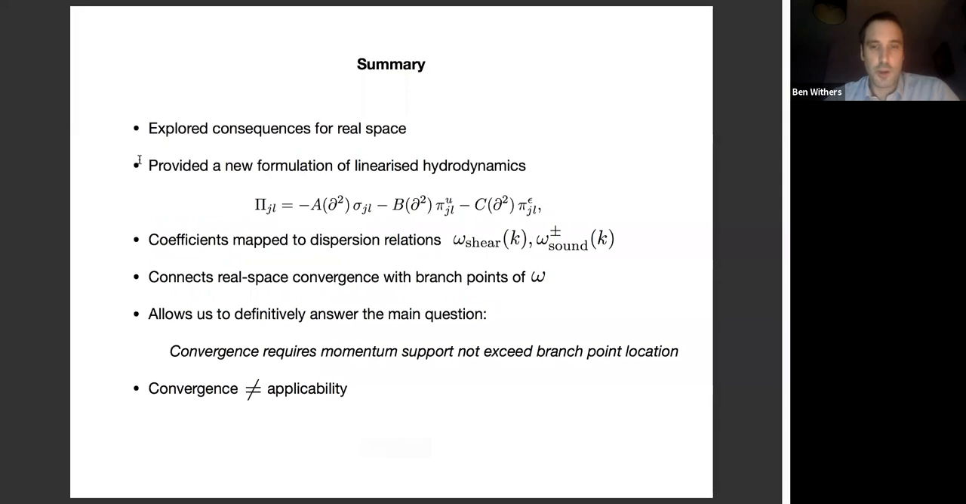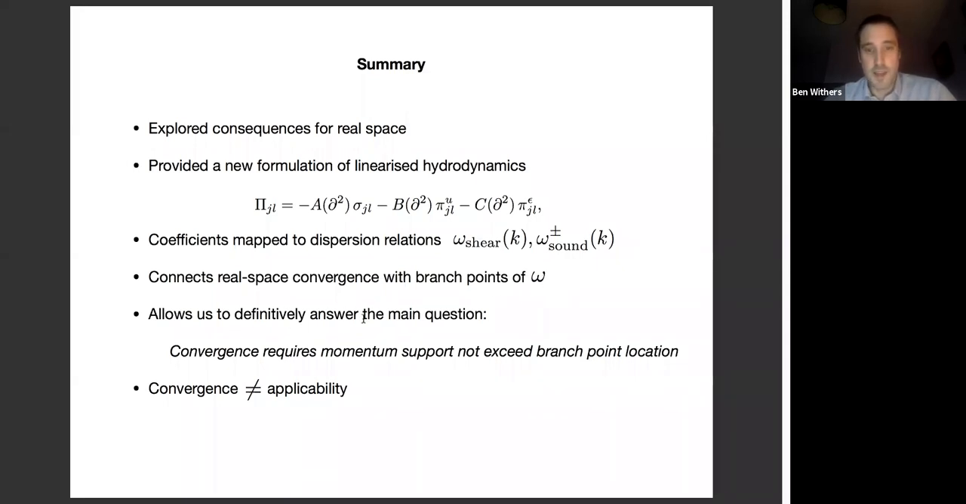We then explored the consequences in real space. We looked at linearized hydrodynamics. We proposed this new way of organizing it in purely spatial derivatives. And by doing so, we were able to map these coefficients in the constitutive relation to the dispersion relations of shear and sound. And this gave you a direct connection between real space convergence properties and the location of branch points that appear in omega.